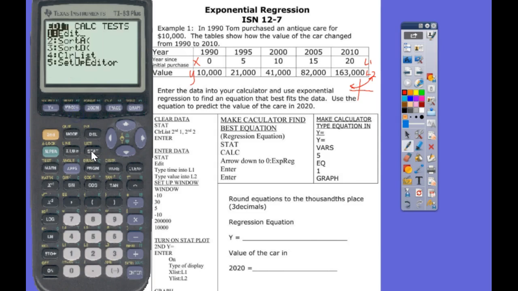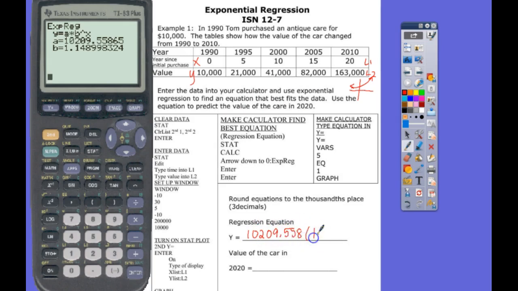So what I'm going to do is I'm going to go to Stat, and then go to Calc. You want to find the one that's EXP for exponential, and I think it's 0. I'm going to keep going until you find EXP. And then you're going to push enter, enter. And that gives you the equation. And so we're going to write it to the thousands. So that's going to be 10209.558, 1.148 raised to the x.